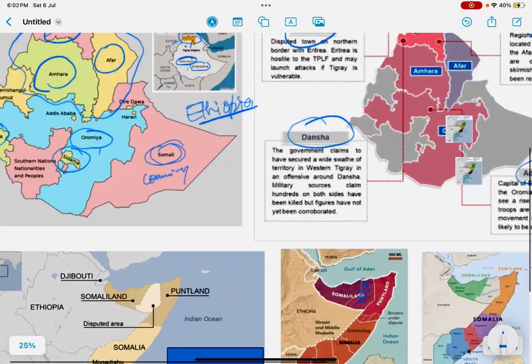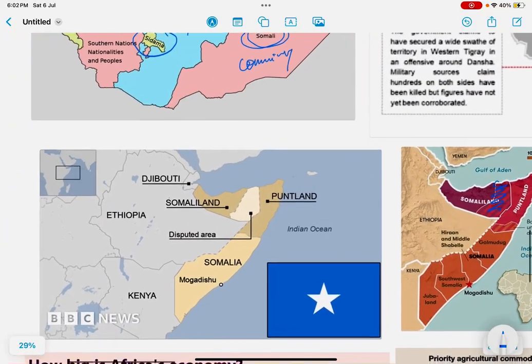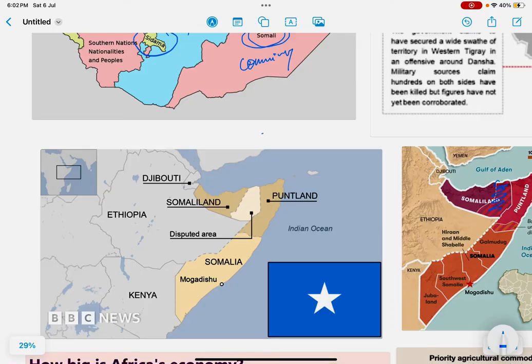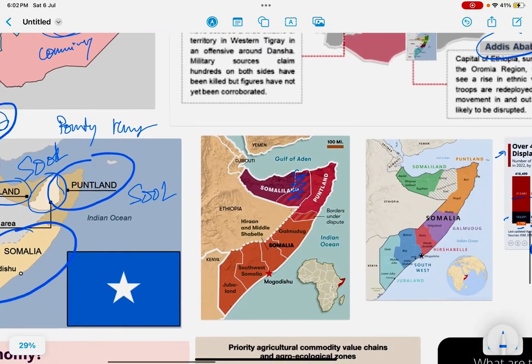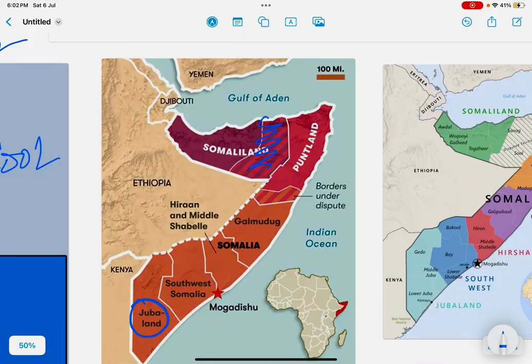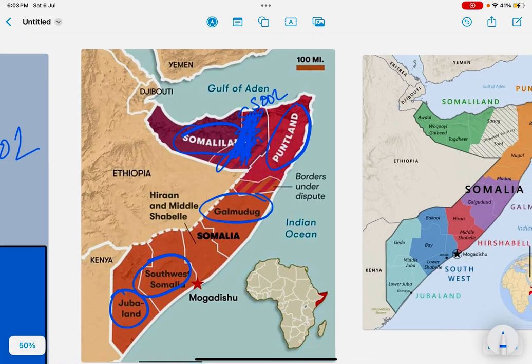Somalia, another region in conflict. Somalia, long drawn battles. We have seen that it is struggling with poverty, with malnutrition and food insecurity, and a lot of regions. So we can see Somalia is here. Puntland, this land is called Somaliland, and this is a disputed area. This is called Sool. Another map to see Somalia. So this region is called Jubaland, Southwest Somalia, Galmudug, Puntland, Somaliland. And this is the disputed area. It's called Sool. I'll again mark it, Sool.